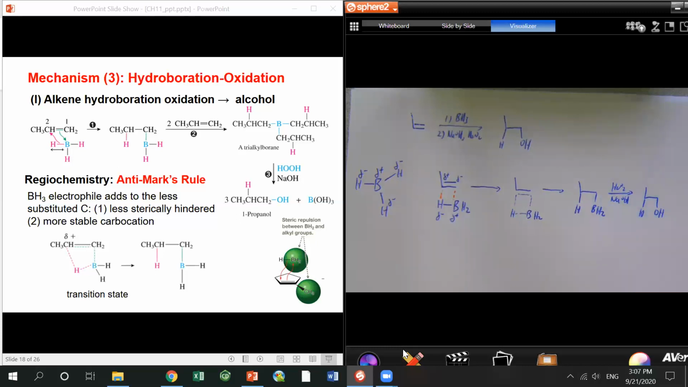So that's the overall mechanism. Make sure you understand this, because this is a required mechanism. Two reasons: the most stable compound, and second, steric hindrance. We can show the cartoon here. The boron BH2 is big, so that's why it goes far away from the most active carbon and goes to the least active carbon.